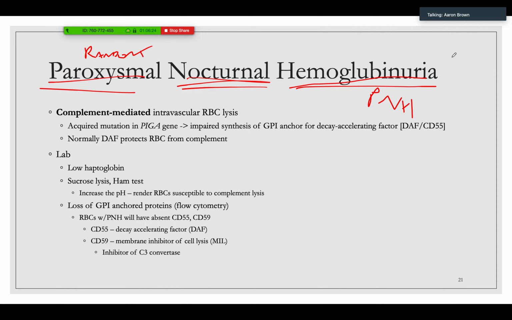Hemoglobinuria. Hemoglobin in the urine. Okay, so randomly, you have hemoglobin in the urine at nighttime. That's all this condition is. So now that we know what it is, what causes it?